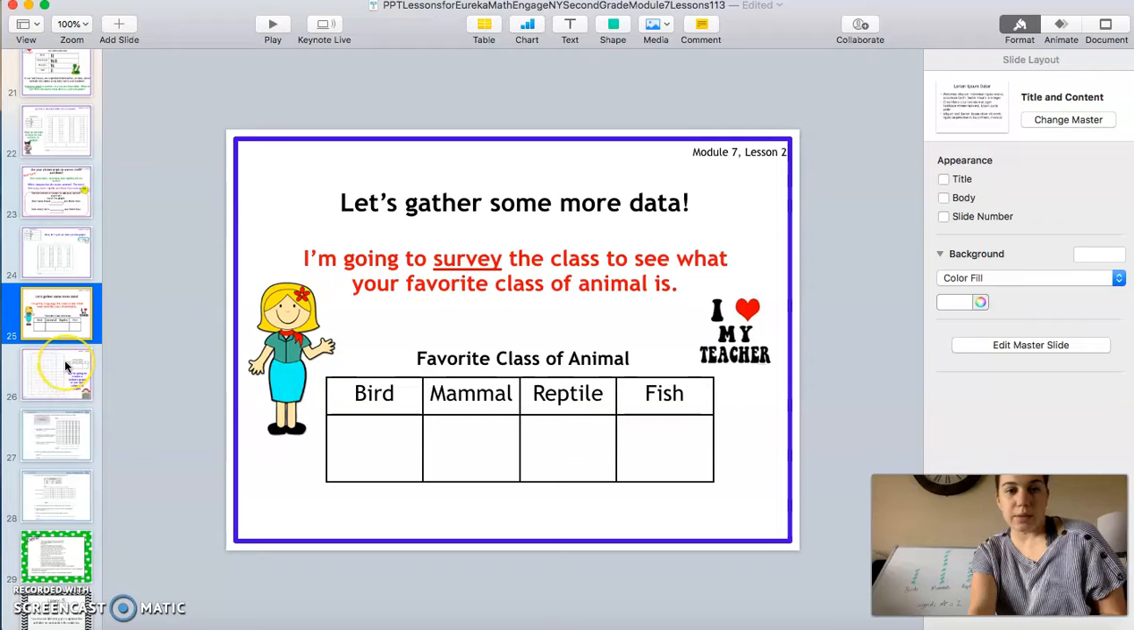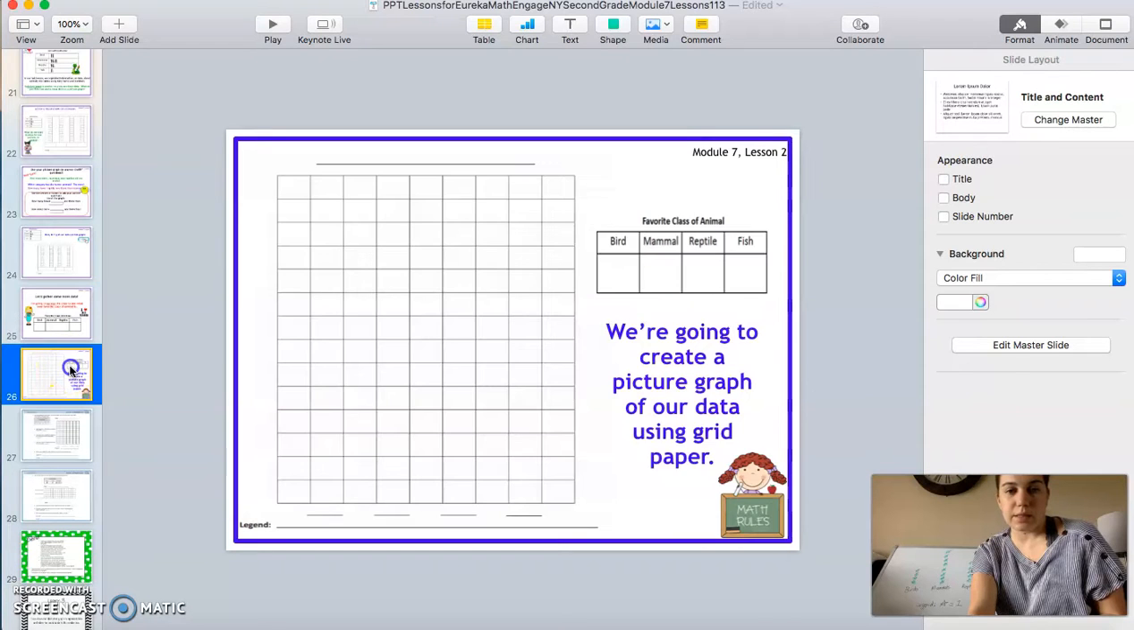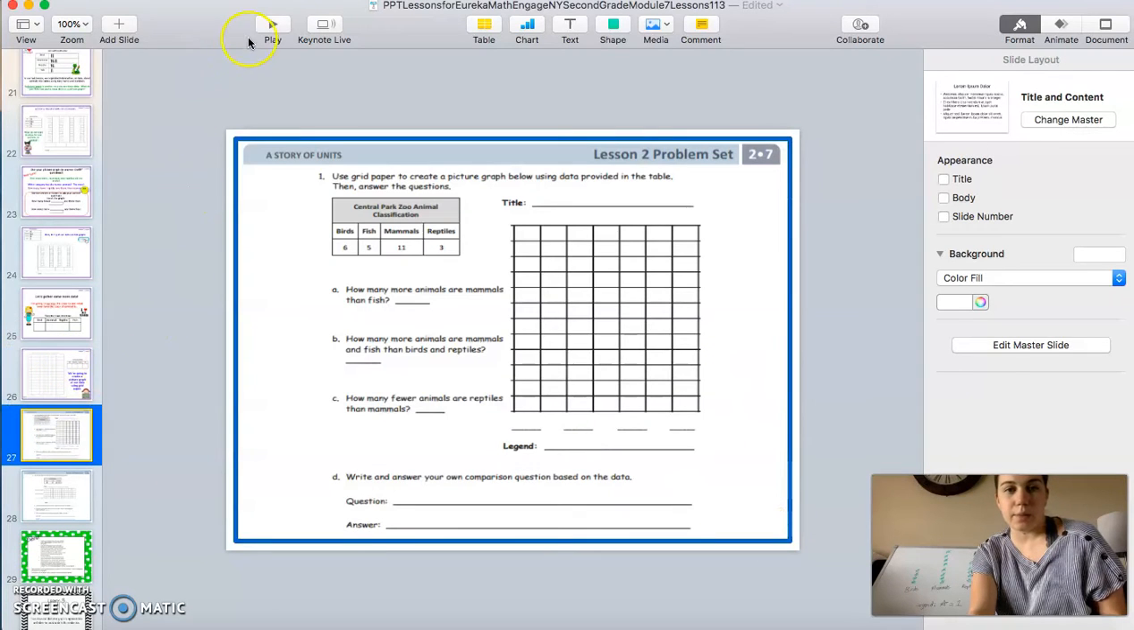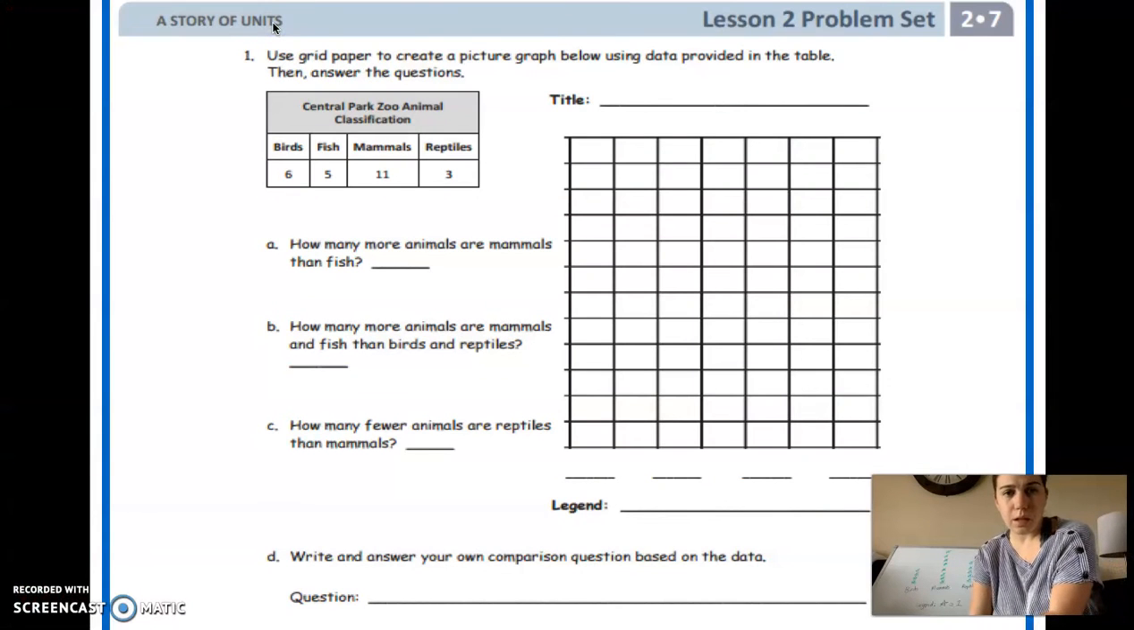If we were all together, we would survey the class and we would fill this out to create another picture graph, but we're going to move right on to our problem set since you guys are not all together and we can't do that. So number 1 says use grid paper to create a picture graph below using data provided in the table. So you're going to use that table and you're going to answer questions about it and draw your picture graph to help you.